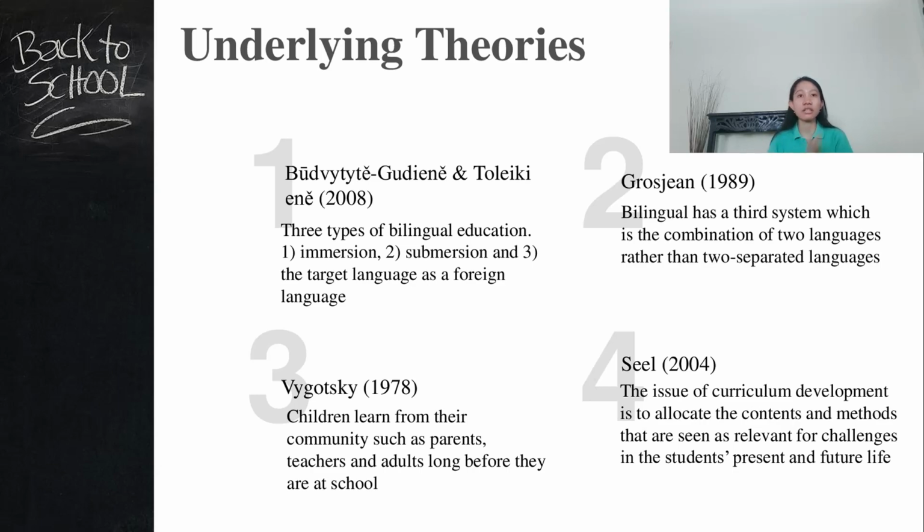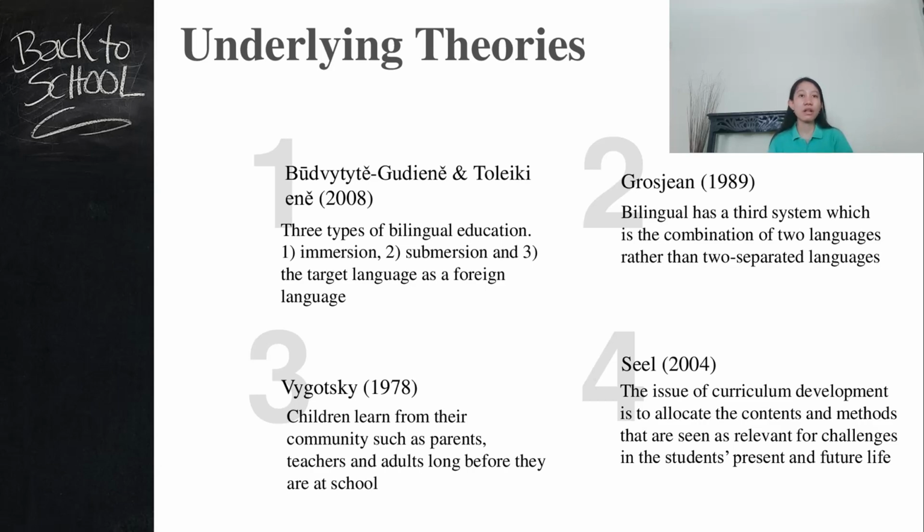Submersion refers to the integration of linguistic and cultural migrants. And the third type is where the target group is linguistically majority and the target language is a foreign language of a certain country. And Indonesia is categorized in the third type of bilingual education.